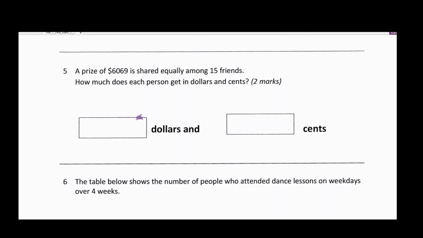Price of that is shared equally among 15 friends. How much does each person get in dollars and cents? So 6,069 divided by 15. We can type that straight into the calculator. So the answer is 404.6. So $404 and 60 cents. Okay, because $0.6 is 60 cents.